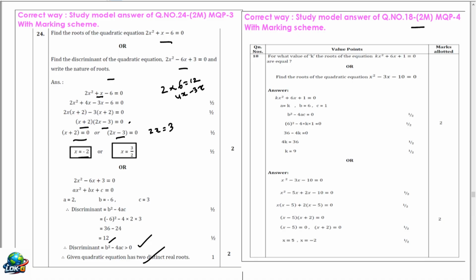Then model question number 4. For what value of k are the roots of kx square plus 6x plus 1 is equal to 0 equal? Again compare, here a is equal to k, b is equal to 6, c is equal to 1. For roots to be equal, D will be equal to what? 0. b square minus 4ac is 0. b is 6 square minus 4 into a is k, c is 1. You can take 36, 6 square is 36 minus 4k is equal to 0. 4k is equal to 36, 4 9s are 36. Therefore, k is equal to 9.